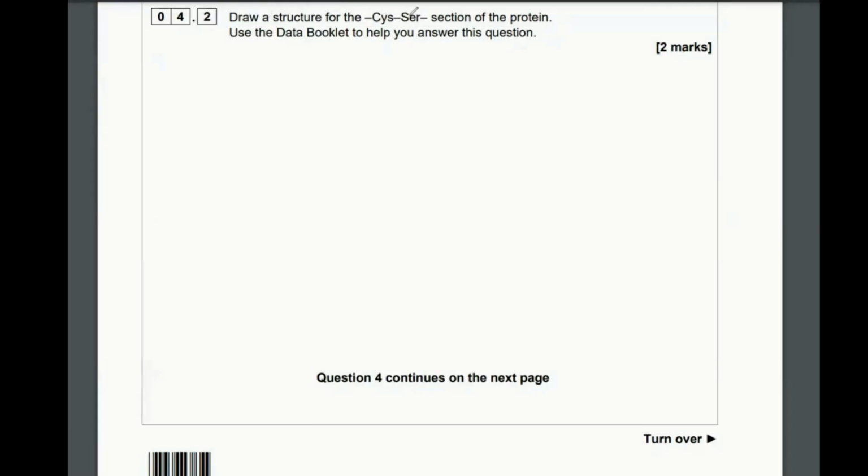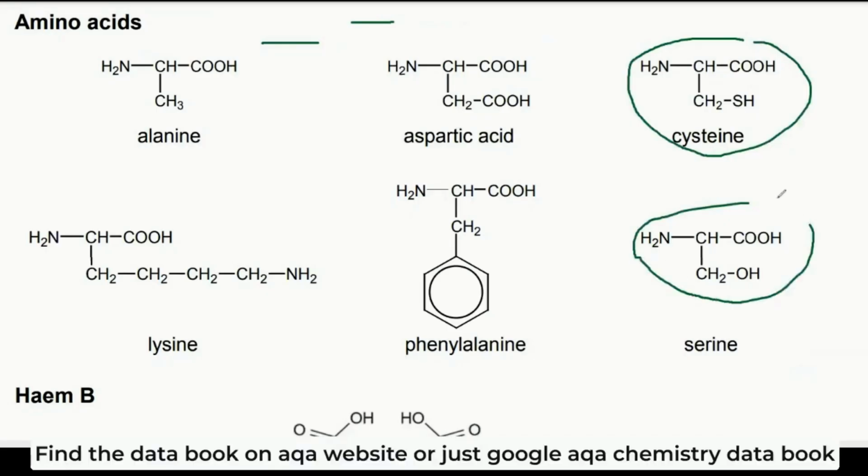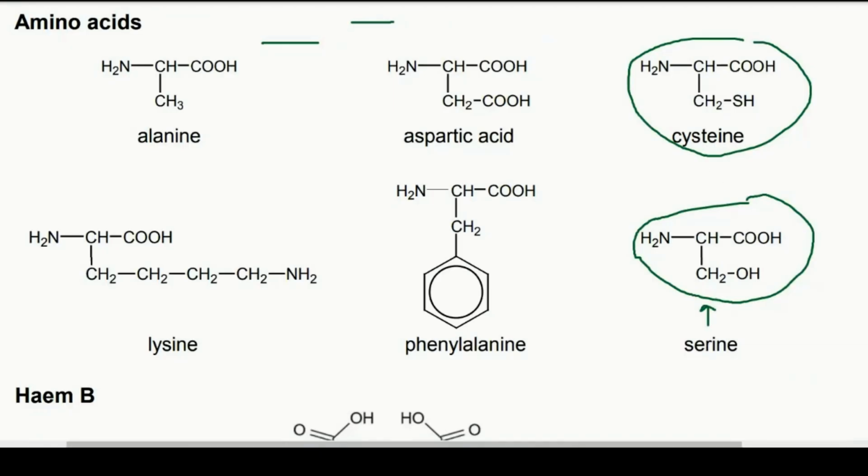Now we're on 4.2. Draw a structure for the Cys-Ser section of the protein. Use the data book to help you answer this question. So now we need to flick to the data book and see if we can answer the question. So here's the data book, and you can see there's the structure of cysteine and there's the structure of serine. So I've circled those. Those 2 structures I'm going to draw out and then work out how they bond together.